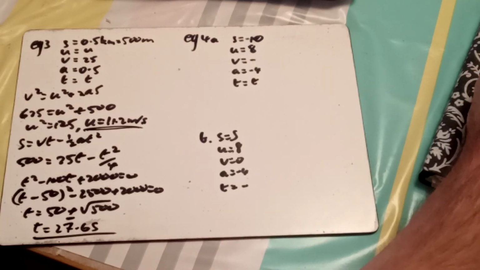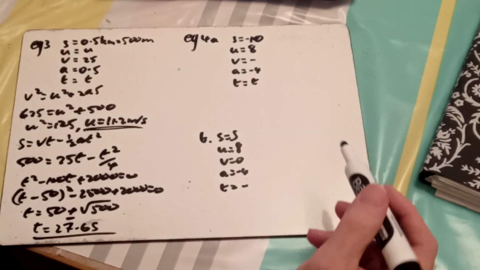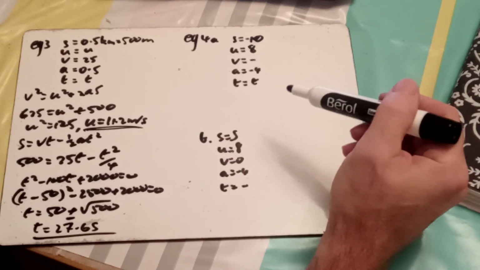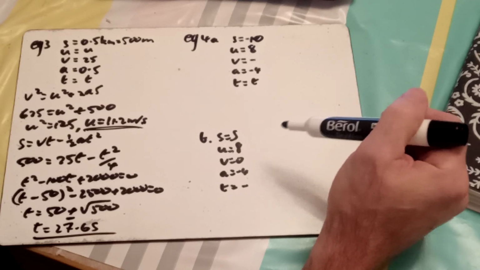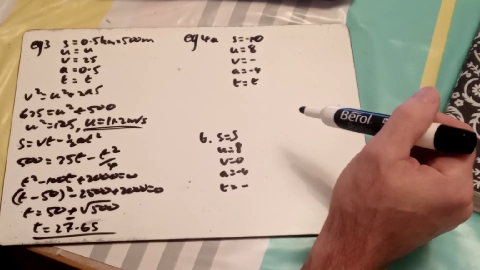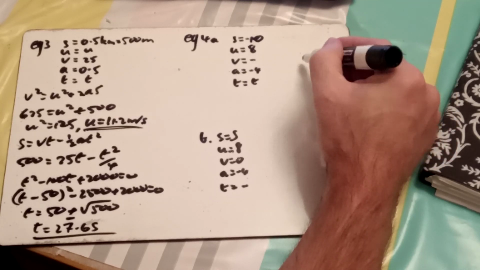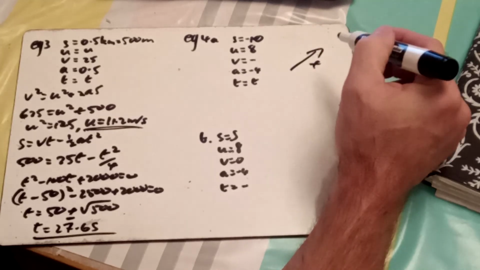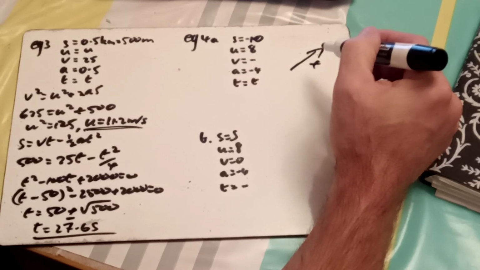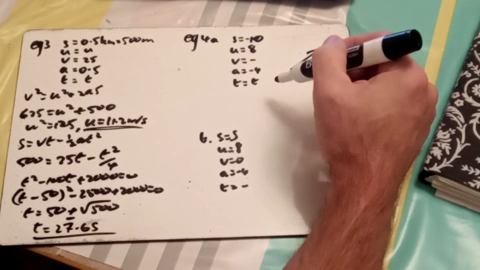Last example from this one. P is a point on a slope 10 metres from the bottom. A ball is rolled up the slope from P with initial velocity 8. It undergoes a constant acceleration of minus 4 metres per second squared. So the minus is because they're specifying the downwards direction. So we're taking upwards to be our positive there. How long does the ball take to reach the bottom of the slope?